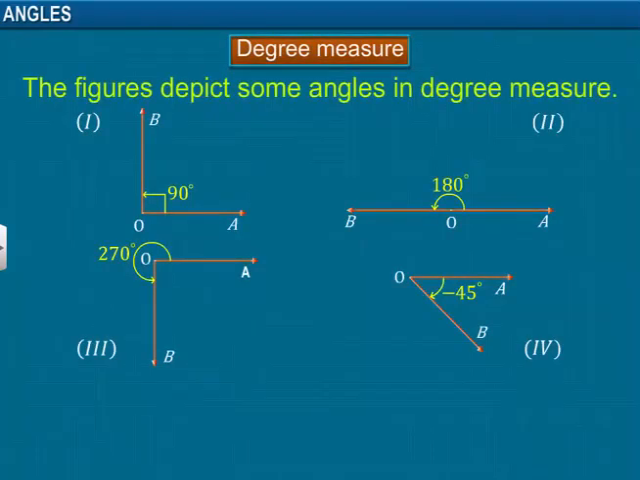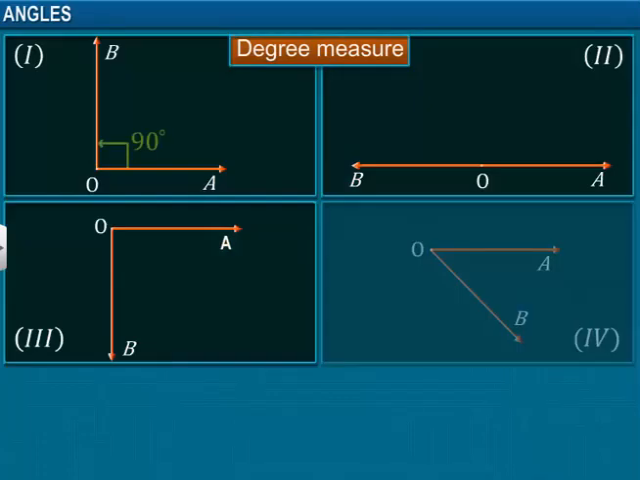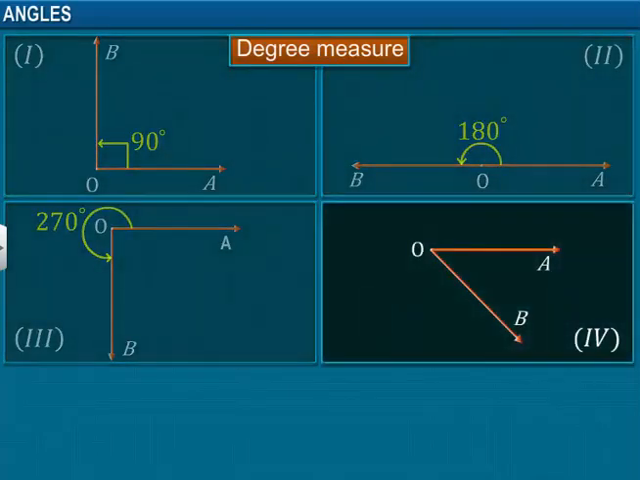These figures depict some angles in degree measure. In the first three figures, the direction of rotation being counterclockwise, the measure of the angle is positive. However, in the fourth figure, the direction of rotation is clockwise. Therefore, the measure of the angle is negative. In this case, the terminal side makes an angle of 45 degrees in the clockwise direction. Hence, this angle is of measure -45 degrees.